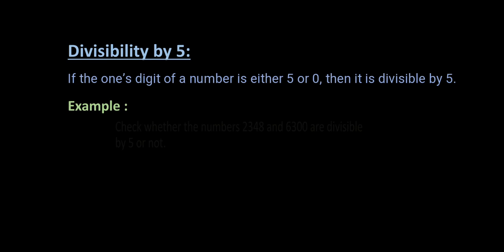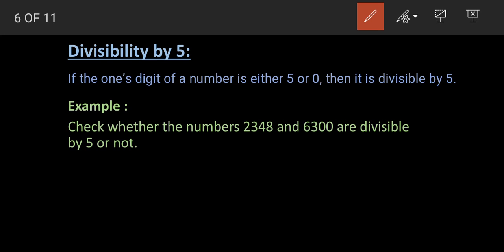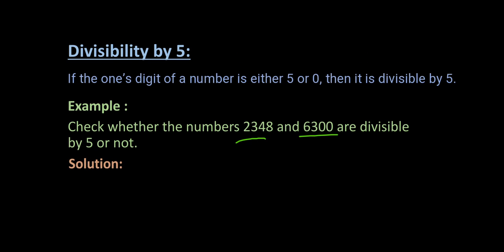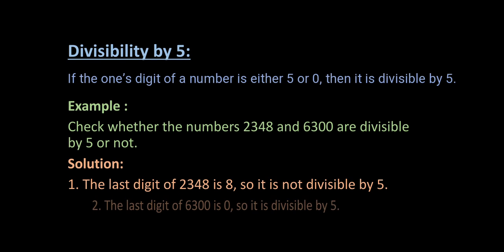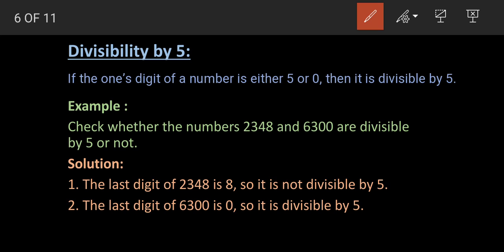Now come to the example of that one. Here you have to check whether the numbers 2348 and 6300 are divisible by 5 or not. Now come to the solution. The last digit of 2348 is 8, which does not belong to 0 or 5. So we can say that this number is not divisible by 5. Now come to the second one. The last digit of 6300 is 0. As it belongs to this group, that is 0 or 5, we can say that this number is divisible by 5.